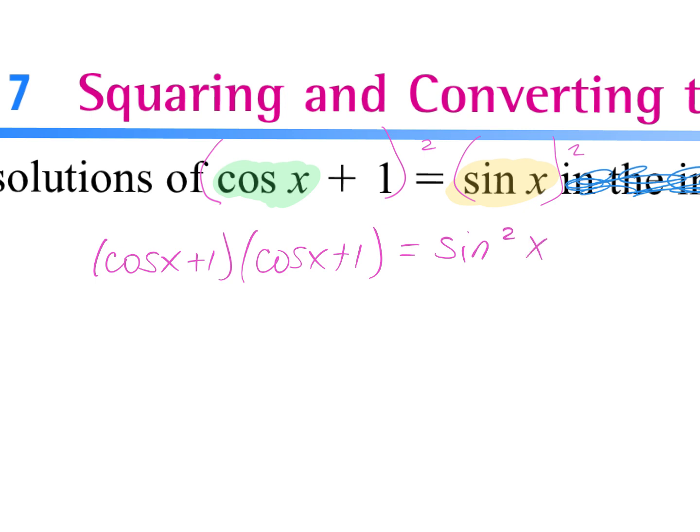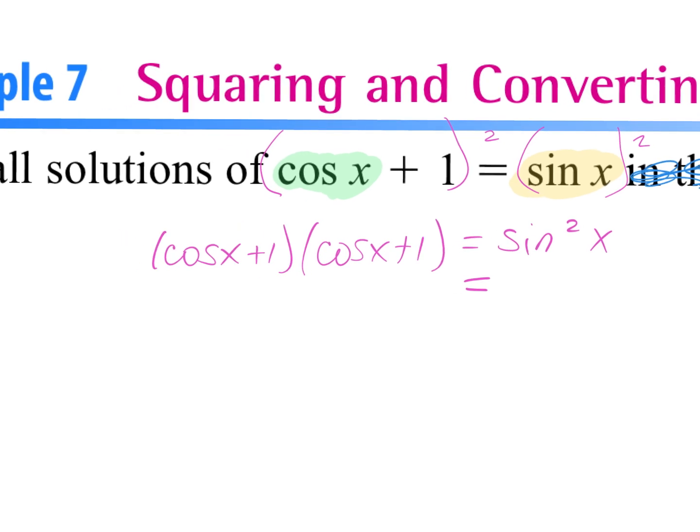Did that help me? Yes. Why? Well, now you FOIL it. I'm going to FOIL on the left-hand side. Perfect. So cosine squared x plus 2 cosine x's, right? Plus 1. All right. What can I do on the right-hand side? I can change sine squared to 1 minus cosine squared. Once you squared both sides, and the reason we can do this is because nothing is squared to begin with, you have to create the identity.